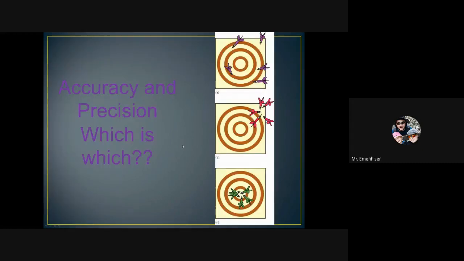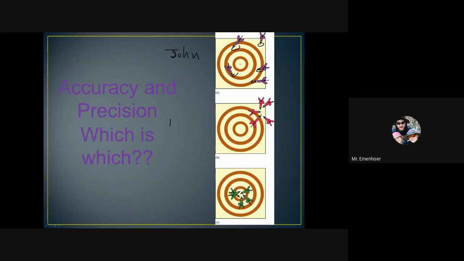Accuracy and precision. Here are some examples of throwing darts. Let's do some names here. Let's say this is John. John here throws darts, and they're everywhere, right? There's one there. There's not really any consistency, and he's not really hitting the bullseye either, right?